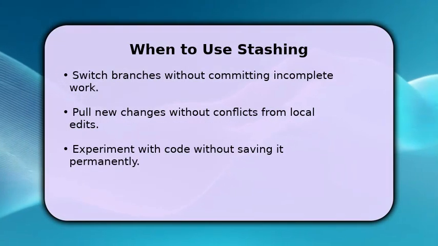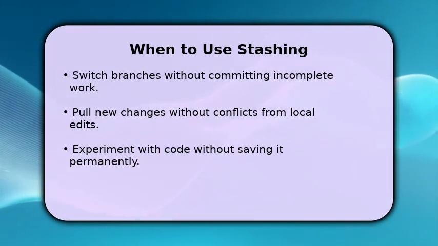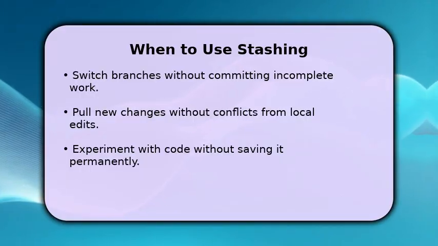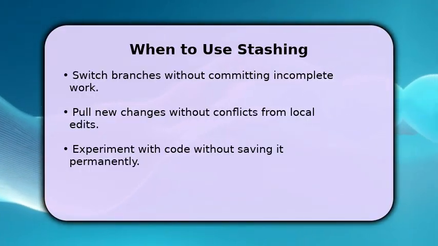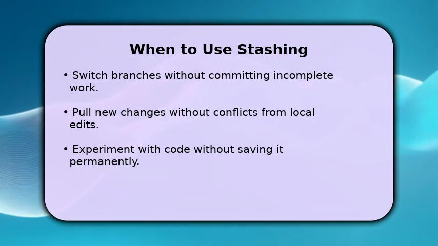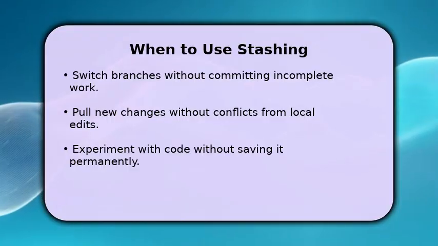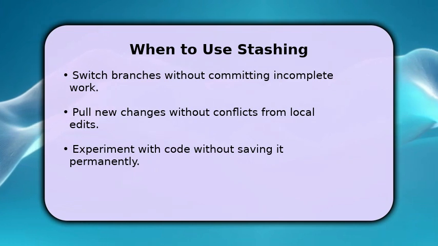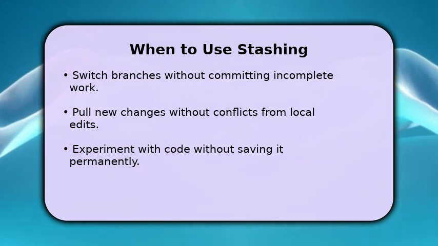Stashing is incredibly useful in several scenarios. It's ideal when you need to switch to a different branch, but aren't ready to commit your current, unfinished work. You can also stash changes before pulling new updates to avoid potential merge conflicts. Furthermore, it allows you to experiment with code without permanently saving it, or to quickly revert your working directory to a clean state.